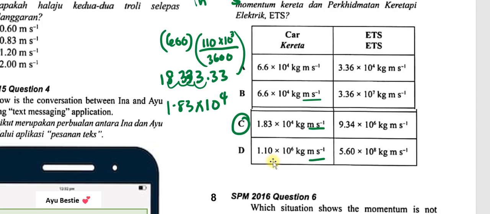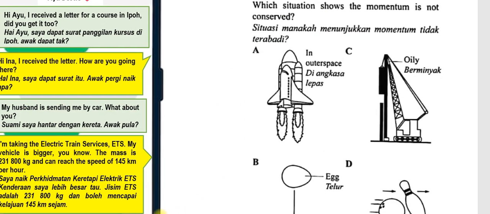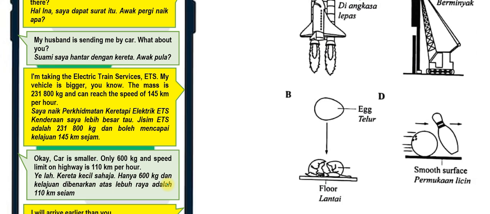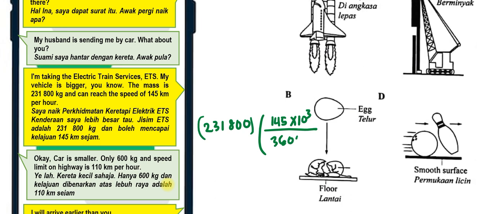Okay. Anyway, I worked it out for the ETS also. Okay, what does it say? 231,800. So you multiply 145 km, 10 to the power of 3 over 1 hour, 3,600. It's easy to convert. Okay, try to do this.